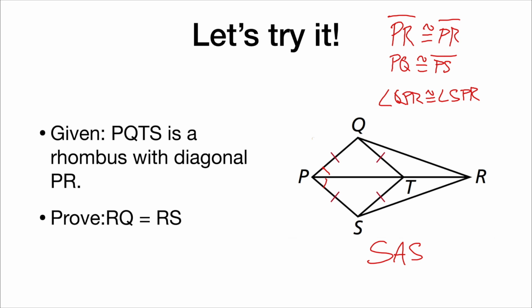At which point, if those are congruent, then that also means that QR and RS have to be congruent, and that would be because of CPCTC. All these things back from the first semester.